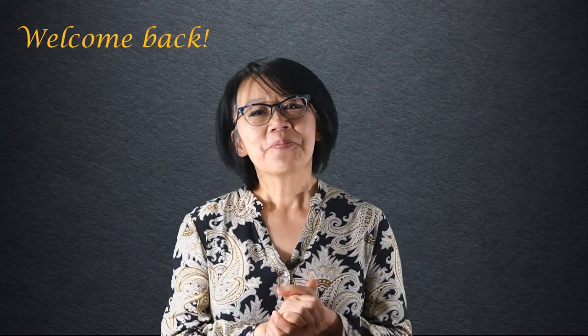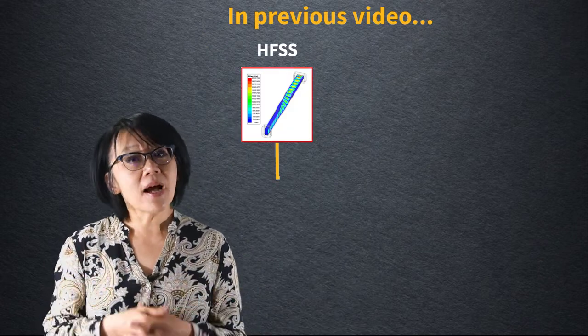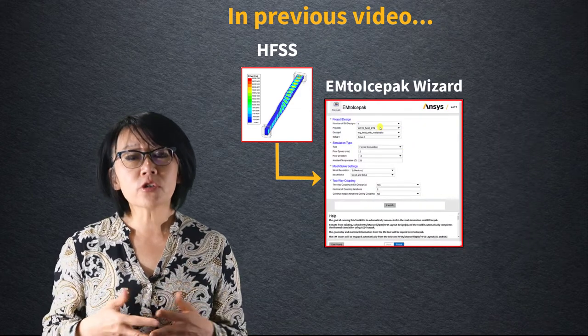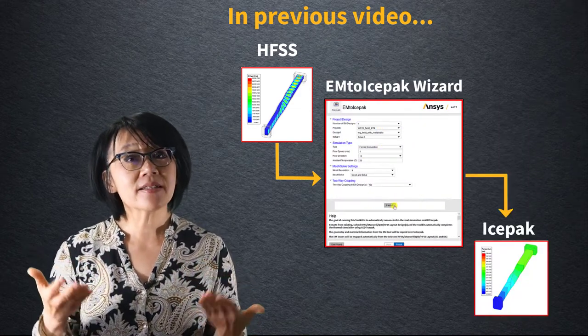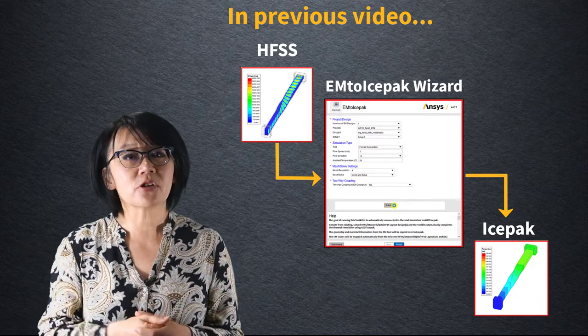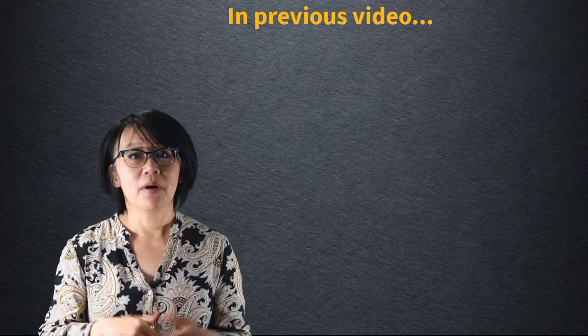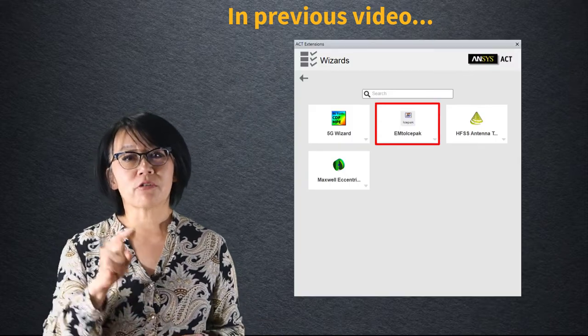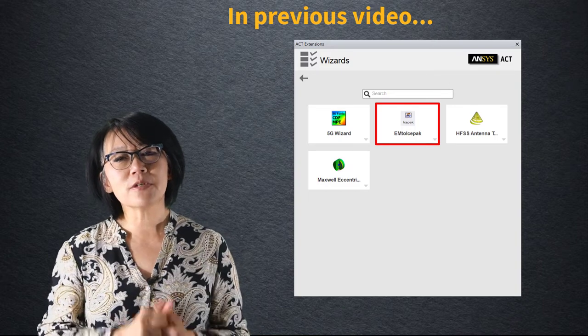Welcome back. In the previous video, we showed you how easy it was to use the EM to Icepak wizard to perform an electrothermal management (ETM) analysis of the twisted waveguide filter that we created in the AEDT Getting Started Guide. Easy and simple. That's because the ACT extension was already installed and the electrical model was set as needed for a thermal simulation. So now for the details.